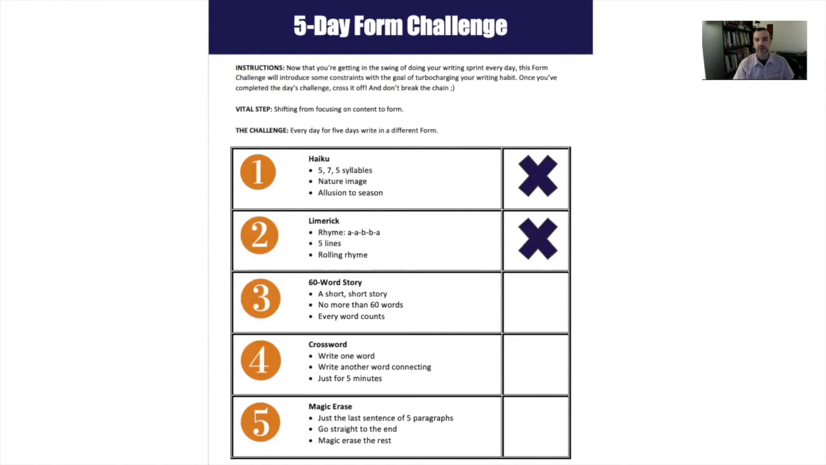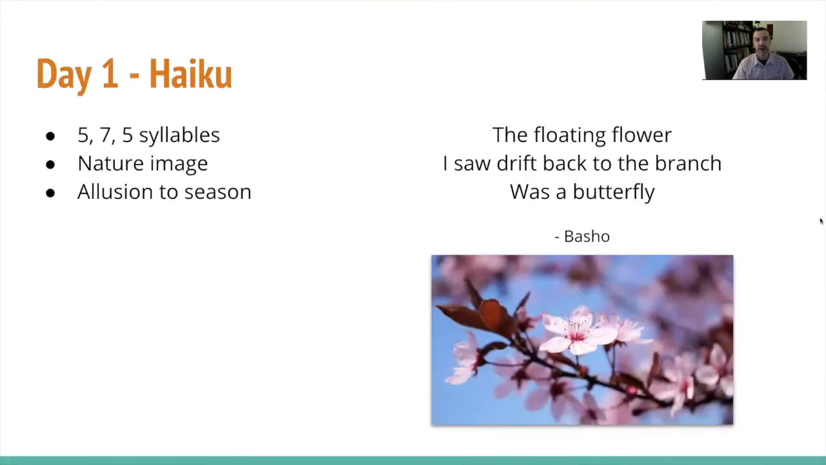So the first form that we want you to look at is the haiku. The haiku is a very basic form. 5-7-5 is the syllable count. So the first line must have 5 syllables, the second line 7, and the third line 5. So in this example from the famous poet Basho, the floating flower is a 5-syllable line. And then the second line, I saw drift back to the branch, 7-syllable line. And the final line was a butterfly.